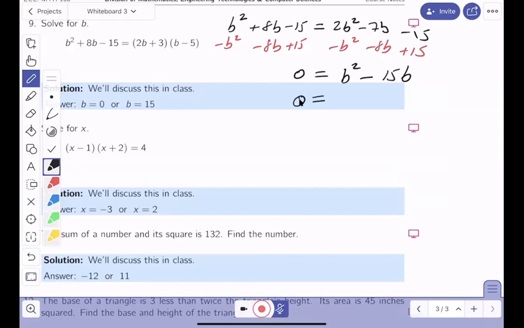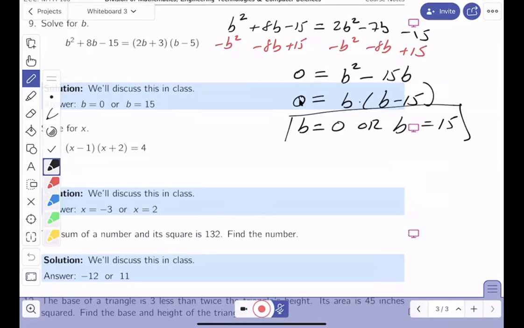0 equals, I need a product, I'll factor the b out, and you get b times b minus 15. All right, we've been doing a lot of problems. I think I'm ready to do this. And the first factor is b. When does that equal 0? When b is 0. Or when does b minus 15 equal 0? When b is equal to 15.